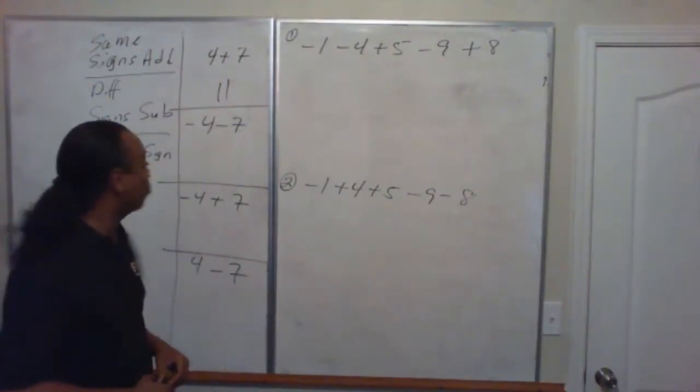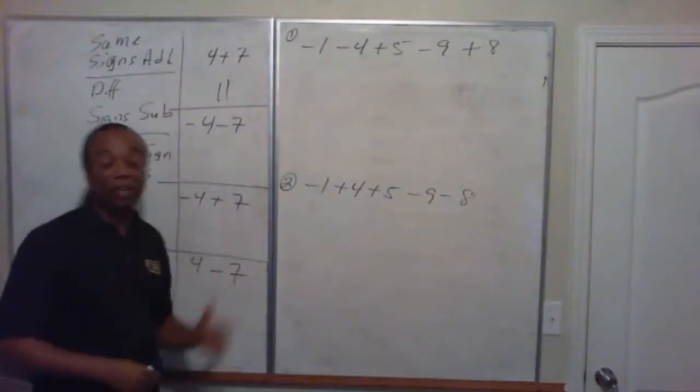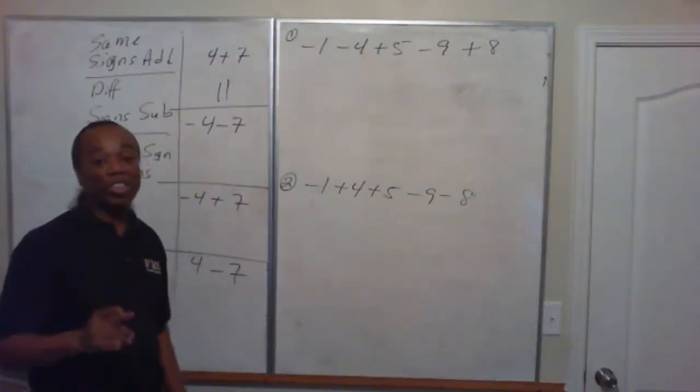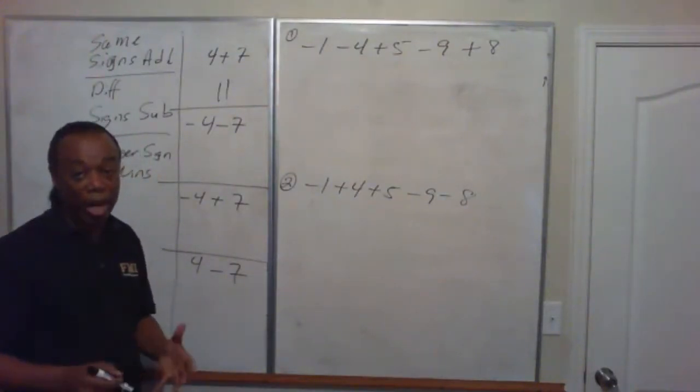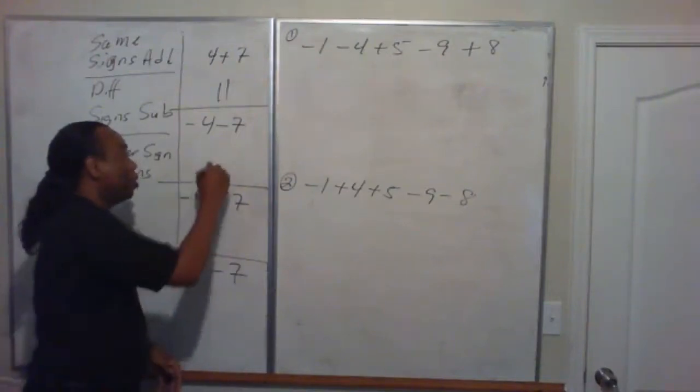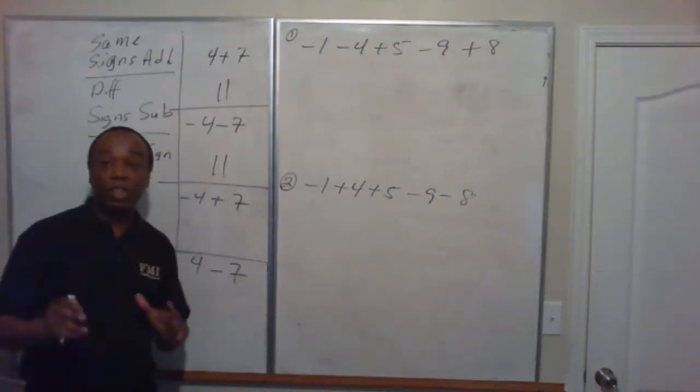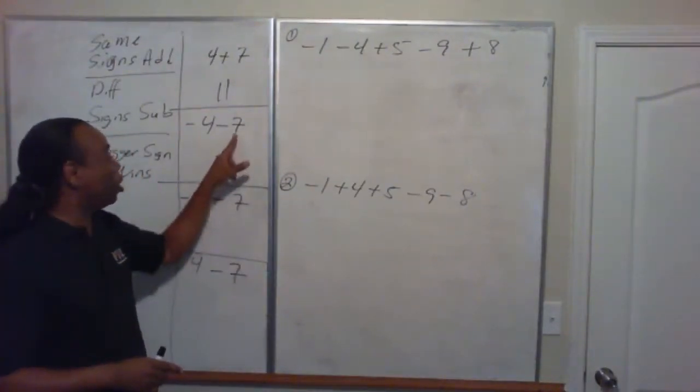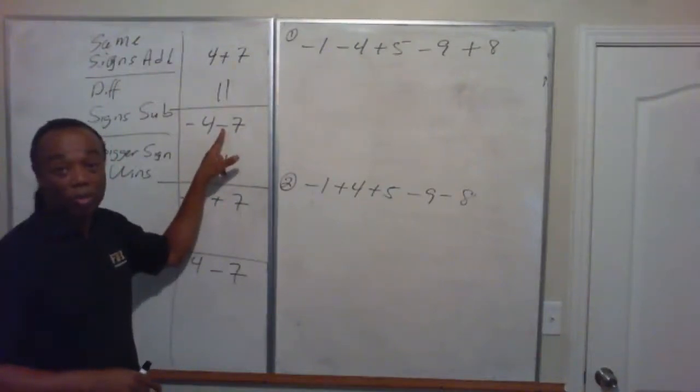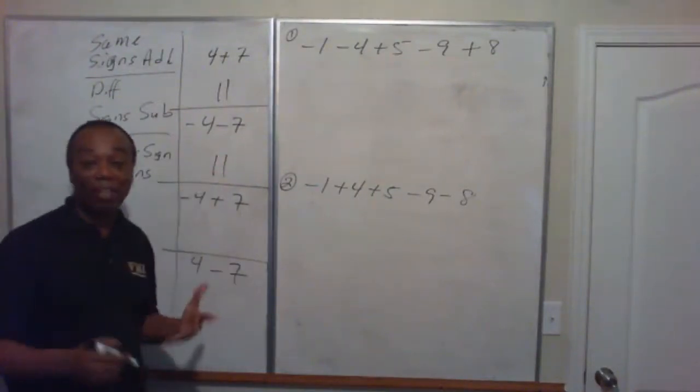Bigger sign wins. Here I have a negative 4 and negative 7. These are also same signs. Same signs you add. So 4 plus 7 is 11. Now, 7 is the bigger number, so his sign wins. So this is going to end up being a negative 11.